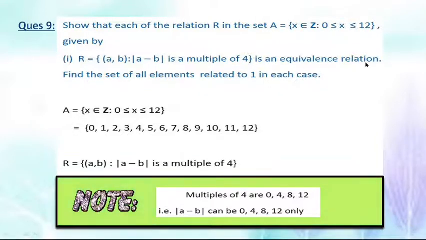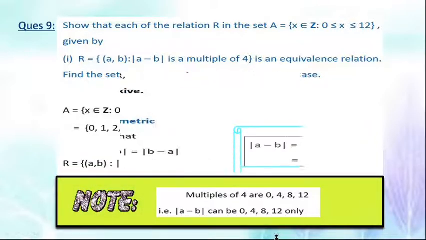First of all, let's talk about equivalence relation. If we write down given set A in the roster form, it will be 0, 1, 2 up to 12. And the relation is mod of A minus B is a multiple of 4. Here we should note down one thing, that multiples of 4 are 0, 4, 8 and 12 in this set. And mod of A minus B can be only 0, 4, 8 and 12 as per given set and relation.